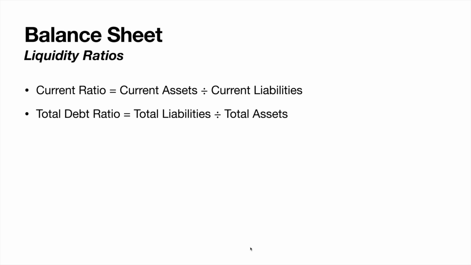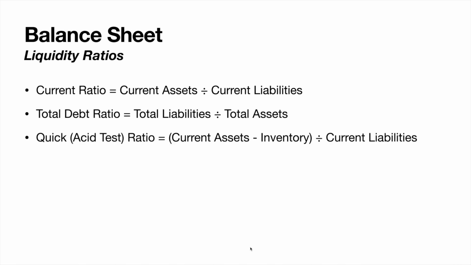Total debt ratio is equal to total liabilities divided by total assets. Total debt ratio shows the total debt percentage based on total assets. It is important for any company to have more assets than liabilities. Quick ratio, or acid test ratio, is equal to current assets minus inventory divided by current liabilities. Quick ratio shows the flexibility of the company on paying its short-term debt obligations based on its most liquid assets or short-term assets.